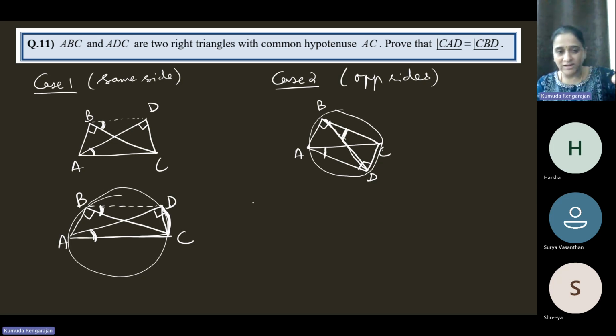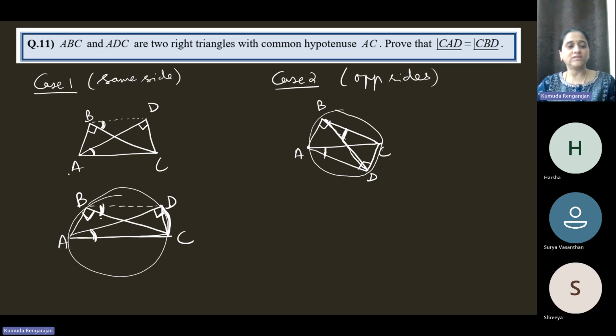Because that information does not change. If you put the figure inside a circle, AC becomes the diameter. And then this angle ABC is equal to 90 degrees, because angle in a semicircle is a right angle. So you can draw a circle passing through these 4 points.